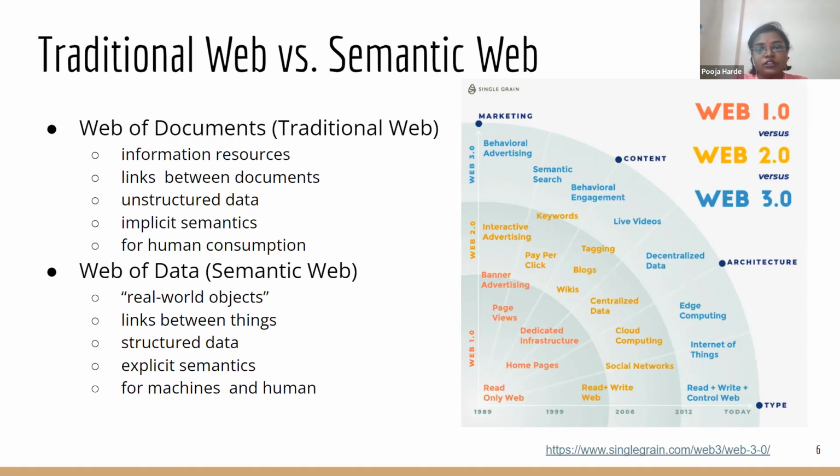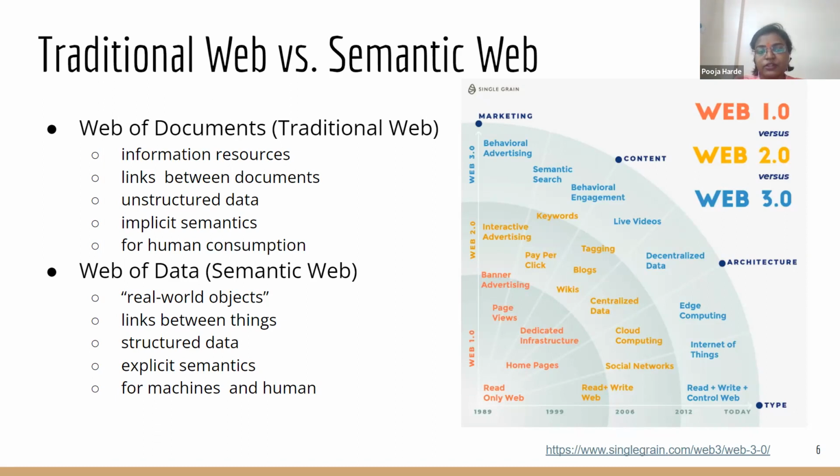But when we talk about the semantic web, we are not only talking about documents, it is a web of data. Here the real objects like places, persons, or things are interrelated and connected with one another. The links are between the things, whereas previously there were links between the documents. This is the difference between the traditional web and the semantic web.